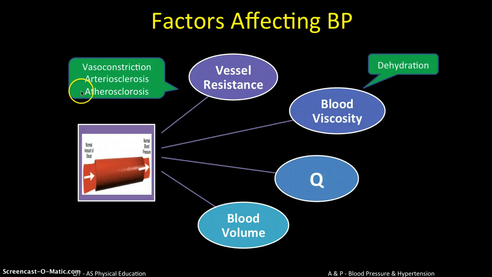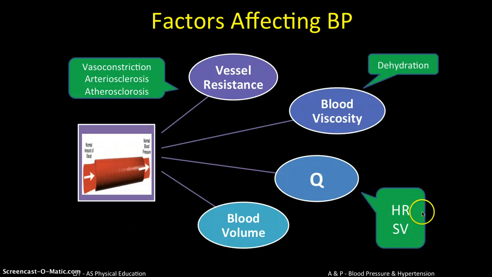So as I mentioned, these factors can affect vessel resistance, vasoconstriction, or some of the diseases we learn about, which might narrow the lumen, or dehydration might affect blood viscosity. Heart rate and stroke volume, obviously, if they go up, so does cardiac output, and that means that so will blood pressure.